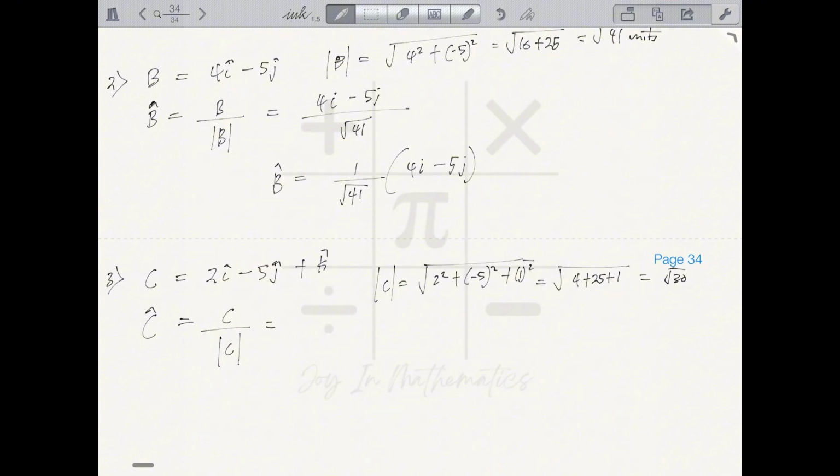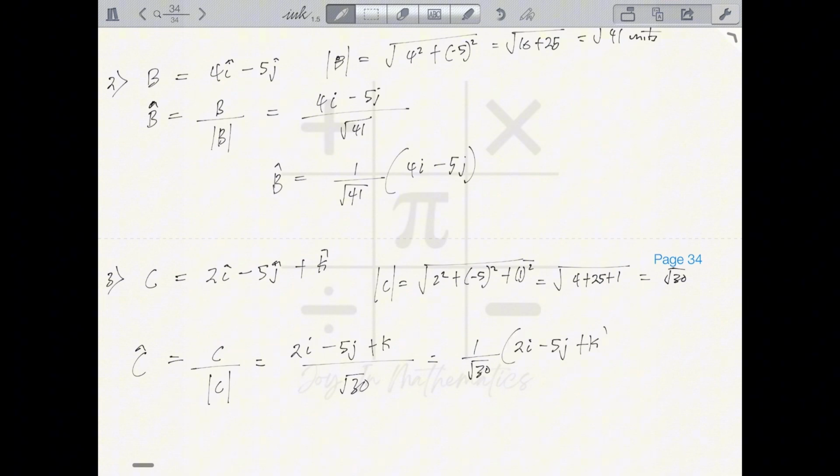Now, since we have root 30 to be the modulus of the vector, we can conclude that the unit vector of C will be equal to C, 2i minus 5j plus k, divided by the modulus of C, which is root 30. And we can rewrite this to give us 1 over root 30 into 2i minus 5j plus k.